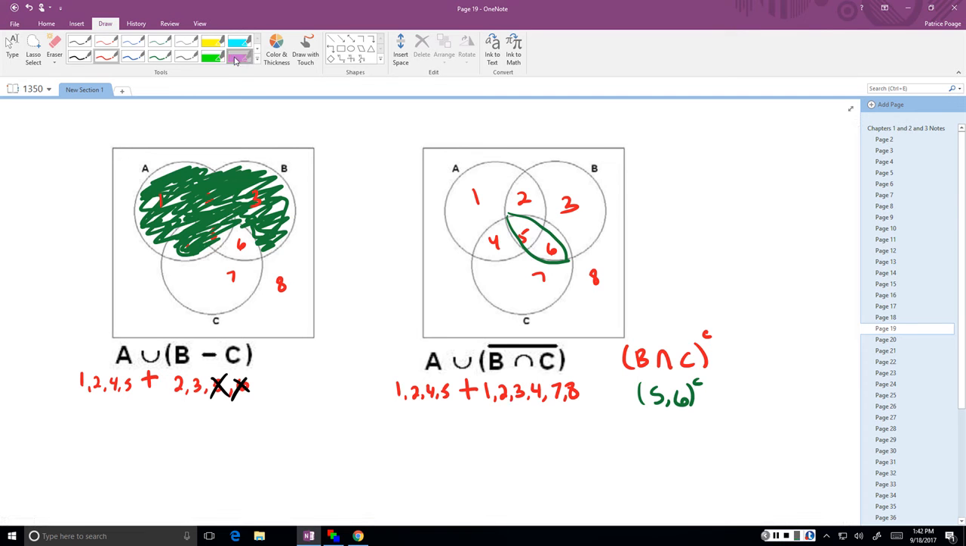And then the union is the friendly one. That means we want to shade everything on the left plus everything on the right. So we're going to end up shading everything except what? 6.